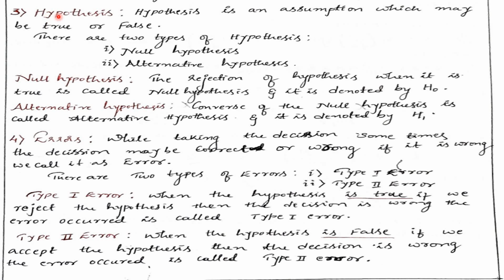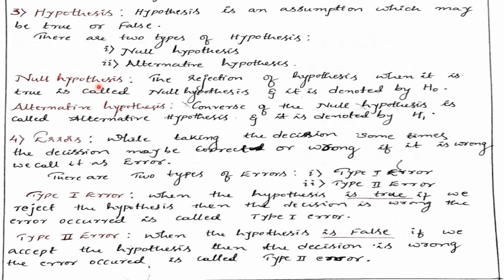Next, moving on to hypothesis. We should know the definition of hypothesis. Hypothesis is an assumption which may be true or false. Whatever assumption we are going to consider, that may be true or false, such assumptions are called hypothesis. There are two types of hypothesis: one is null hypothesis and the second one is alternative hypothesis.